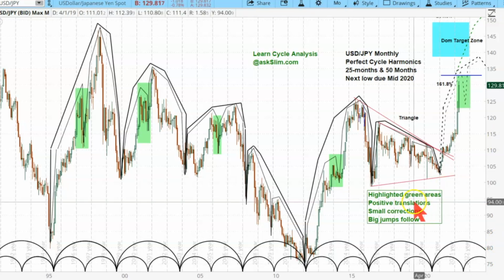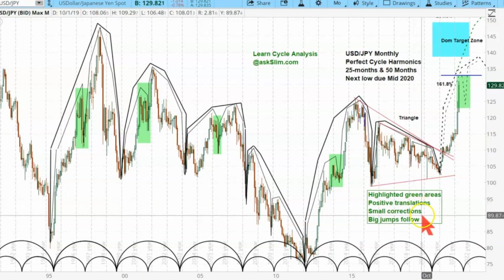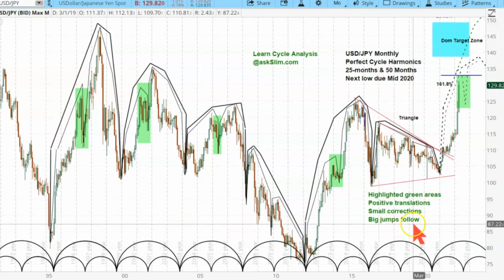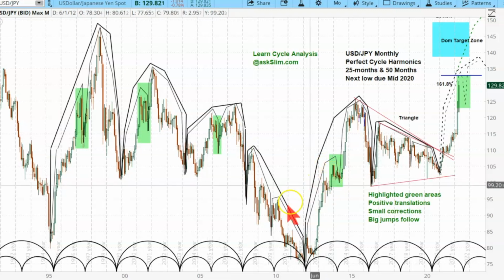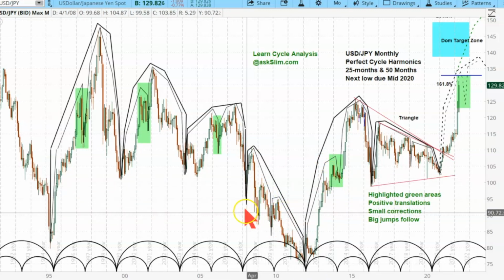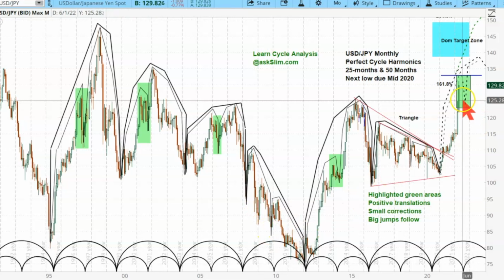What we have in here are the green areas, the positive translations, small corrections, and big jumps that follow. Right here, right here, right here, right here. You can see that. This one didn't give you much because it was a negative cycle. And this one right over here set up to move to the upside.